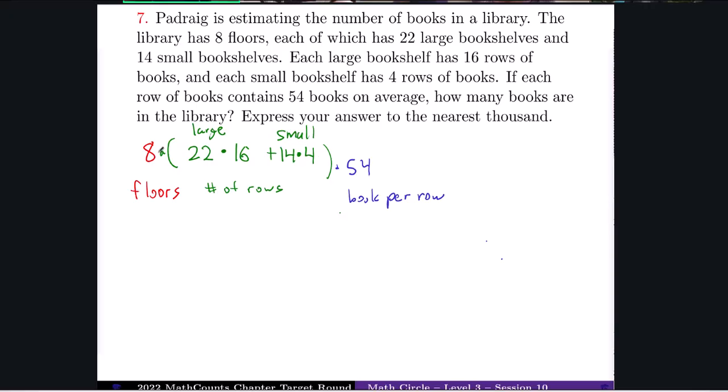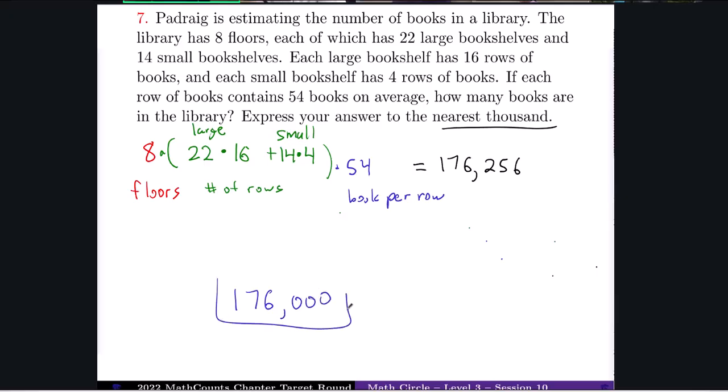So what we'd have here is we have 8 floors. This would be the number of rows that we have on each particular floor. And this would be the number of books per row. And so if you multiply all this together, you would get 176,256, but you need to use a calculator probably to do this. This is probably not mental arithmetic unless you're particularly skilled at that. And then note that it asks you to round to the nearest 1,000. So when we round, 176,000 would be your final answer.